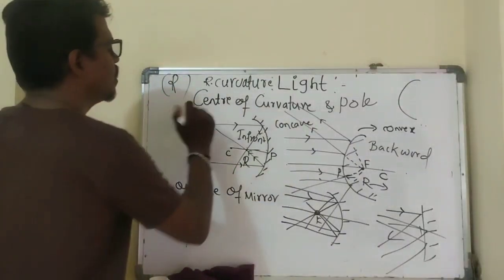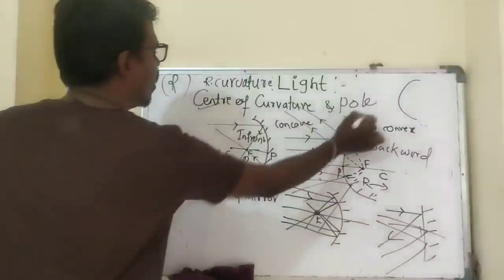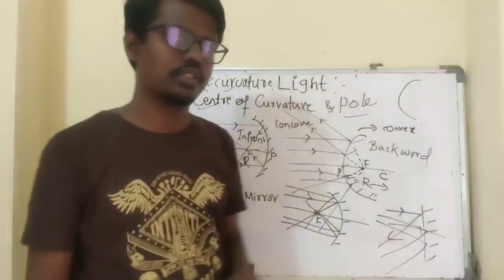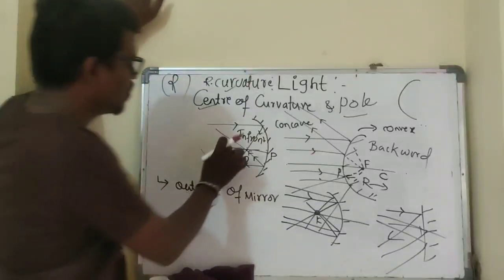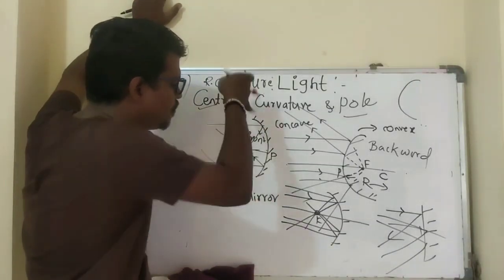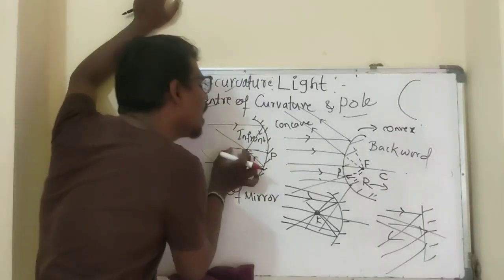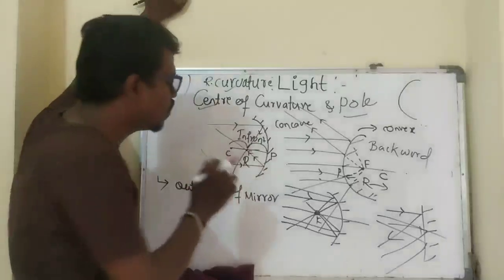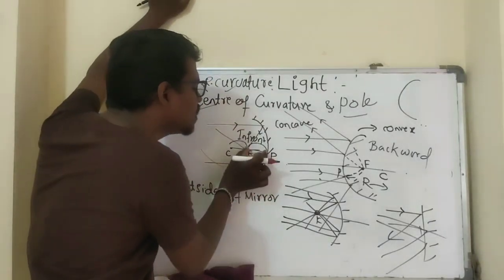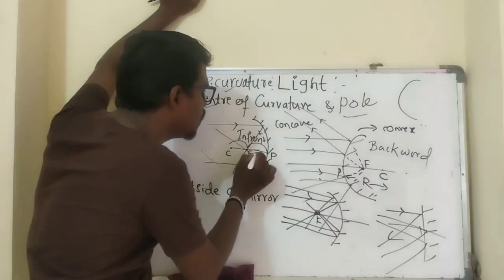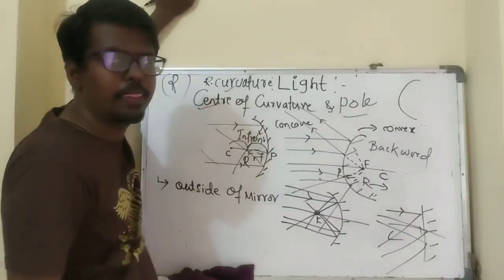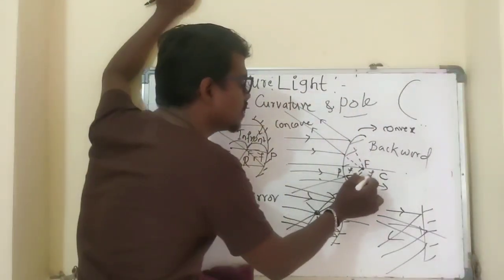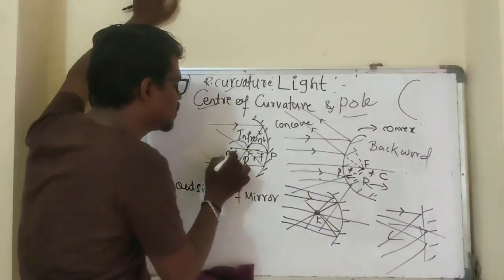Okay, this is about the center of curvature, pole of the mirror and radius of curvature, and next the principal focus. Have you seen that the principal focus F is dividing the two points C and P equally? So this is R, and this distance P to F is called the focal length. Understand? This is the distance of focal length.